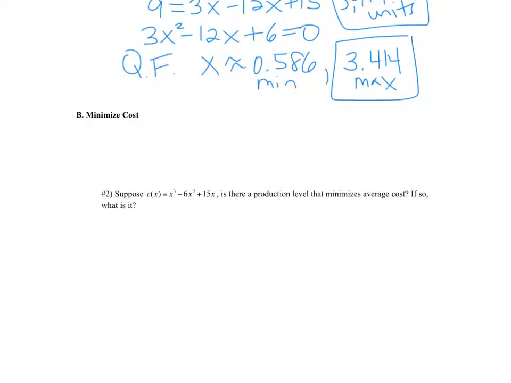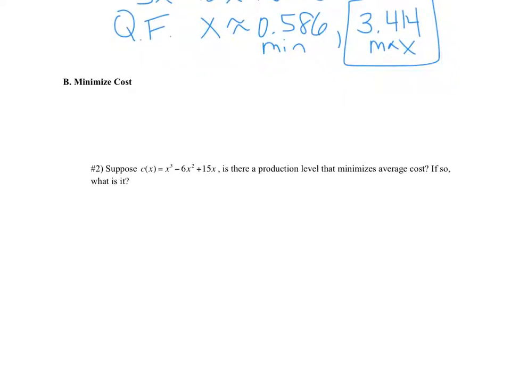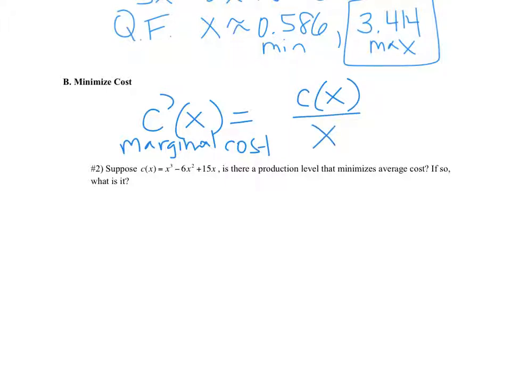Okay, you probably don't have that either, huh? Minimizing the average cost. This is what you want to write down. C prime of X. They call this the marginal cost. Marginal cost. And what it's equal to is C of X divided by X, the average cost. And you want to find out when the marginal cost and the average cost are equal to each other. Okay? So here we go. You want C prime of X equals C of X over X.